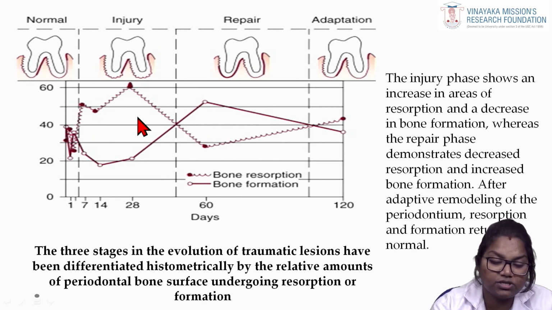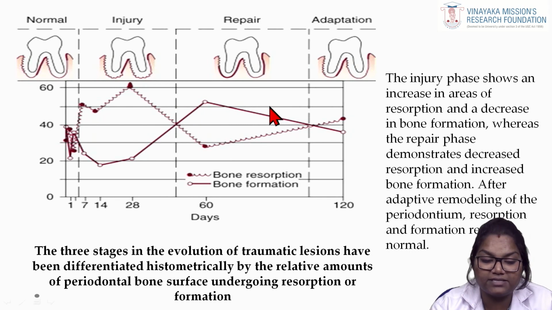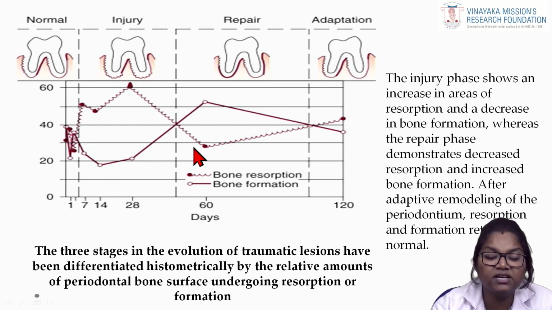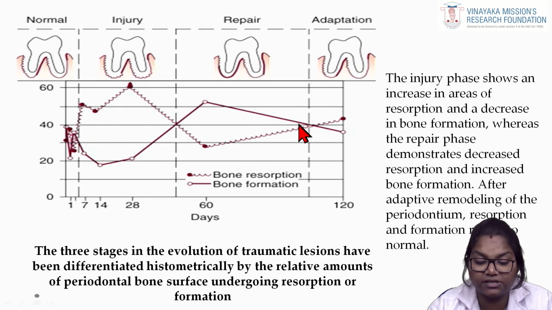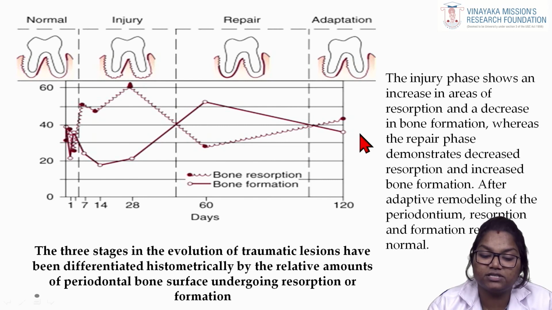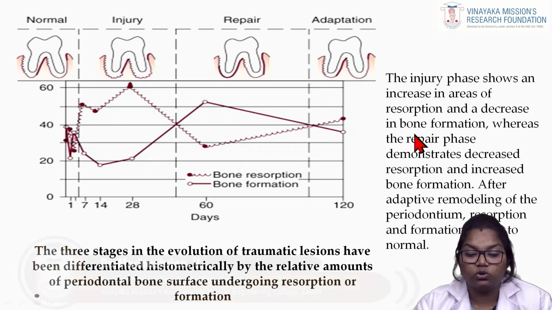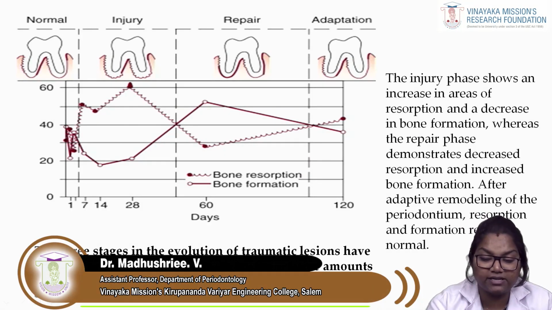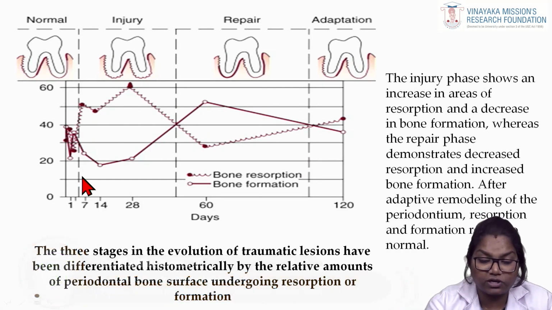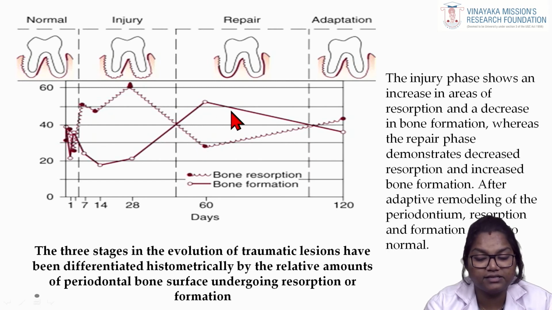Initially in the injury stage, what we can see is that bone resorption is high and bone formation is low. In the repair stage, to nullify the injury's effect, bone resorption decreases and bone formation increases. In the remodeling, when the forces are completely nullified, bone remodeling at the new site is being done. So the injury phase shows an increase in the areas of resorption and a decrease in bone formation, whereas the repair phase demonstrates decreases in resorption and increased bone formation.